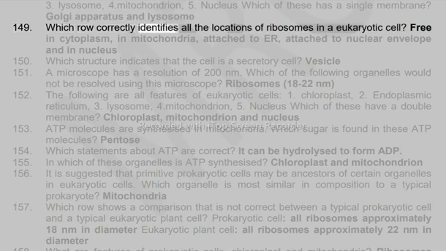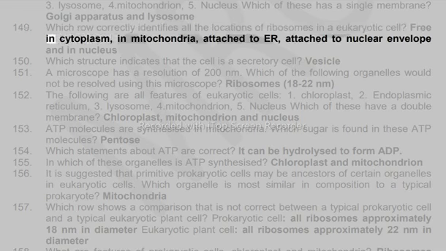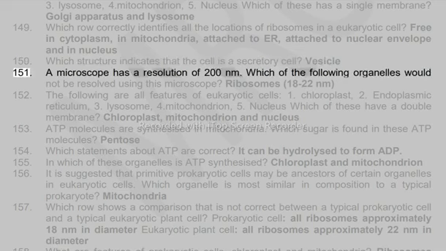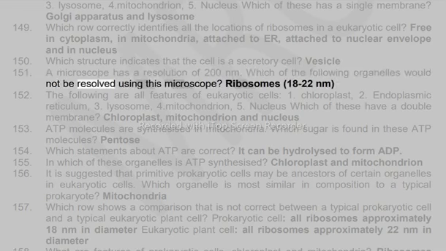149. Which row correctly identifies all the locations of ribosomes in a eukaryotic cell? Free in cytoplasm, in mitochondria, attached to ER, attached to nuclear envelope, and in nucleus. 150. Which structure indicates that the cell is a secretory cell? Vesicle. 151. A microscope has a resolution of 200 nanometers. Which of the following organelles would not be resolved using this microscope? Ribosomes, 18 to 22 nanometers.